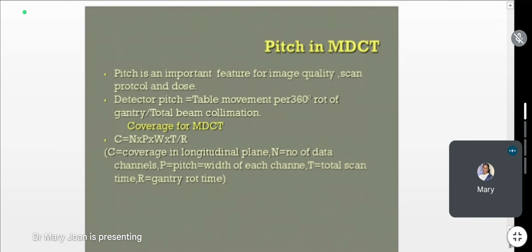N is the number of data channels, P is the pitch or width of each channel, T is the total scan time, and R is the gantry rotation time. So the product of all this will give us the coverage in the longitudinal plane.